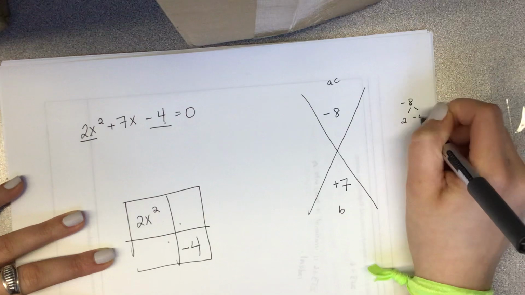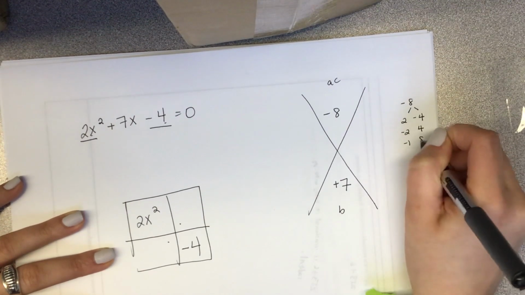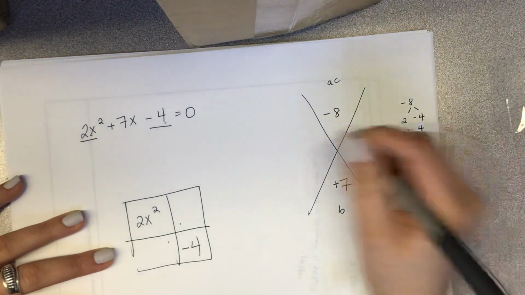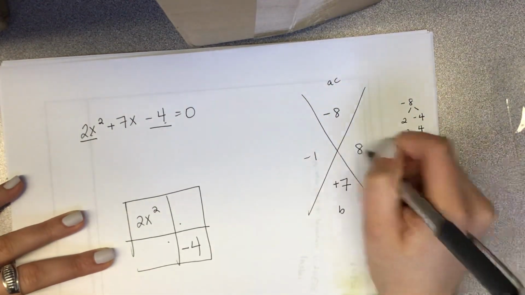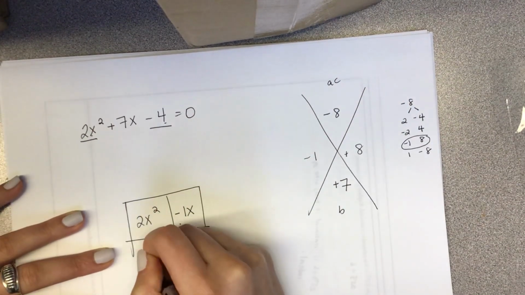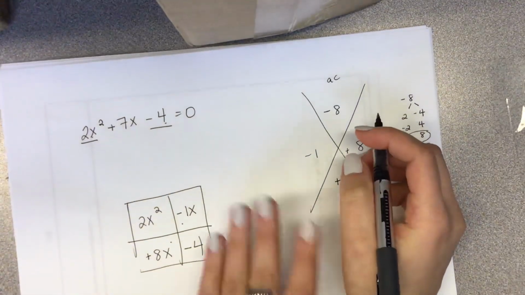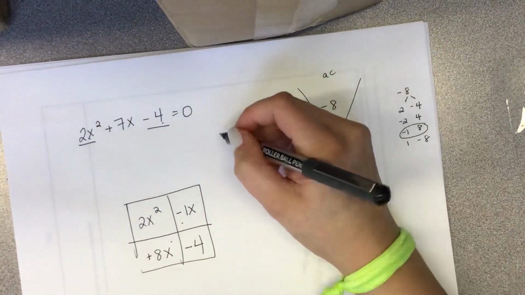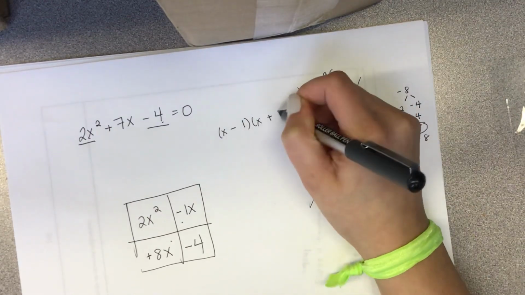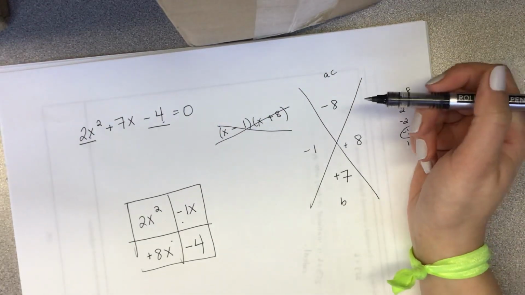I have 2 and negative 4. I have negative 2 and positive 4. Negative 1 and 8, 1 and negative 8, and the answer is this, negative 1 and 8. So I'm going to put negative 1x, positive 8x, and I'm going to do the same thing as before. And this is why it's important, because students might think that they could do x minus 1 and x plus 8, but this does not work because that will not get us our a term of 2.